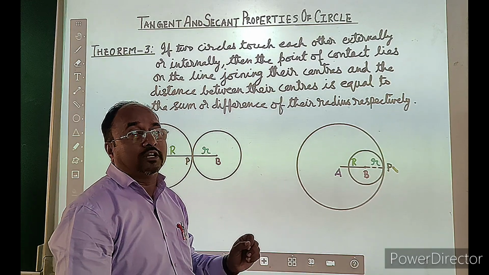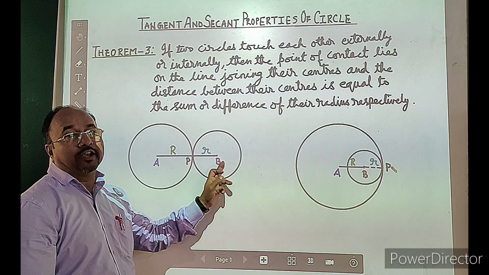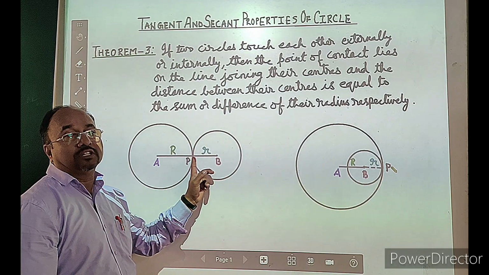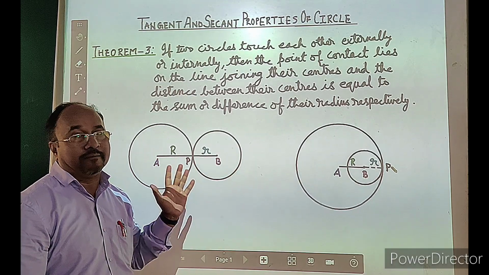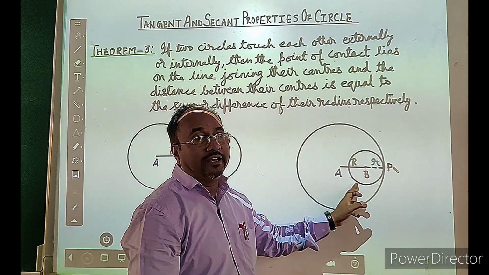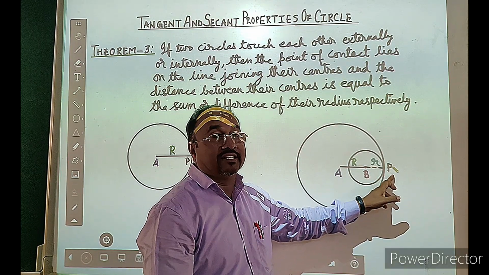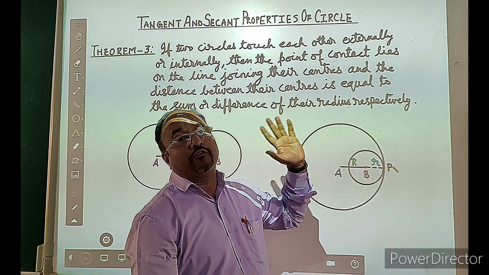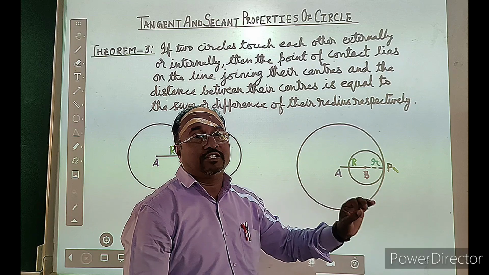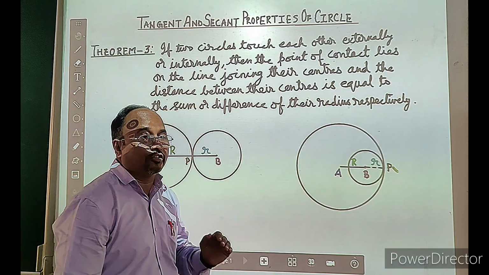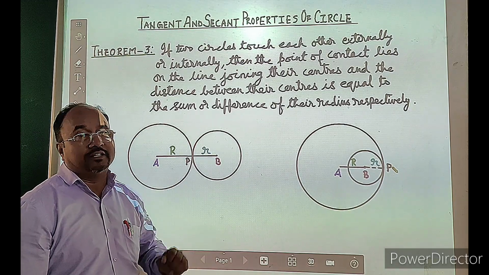The theorem says the point of contact lies on the line joining the centers. So you can see the centers A and B are joined, and the point at which the two circles are touching, it is passing through that area. So it means APB is a straight line. Then here also for internal touching, AB, when extended, is meeting at the point of contact only, not at any other point. So here also ABP is a straight line. This is the first part of the theorem: the point of contact lies on the line joining their centers.